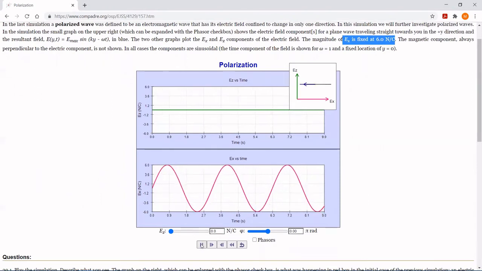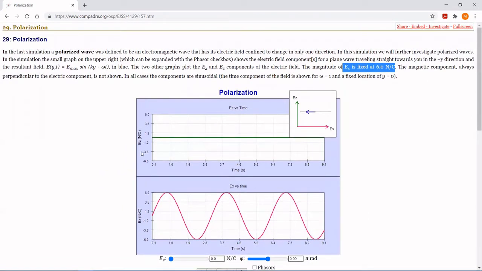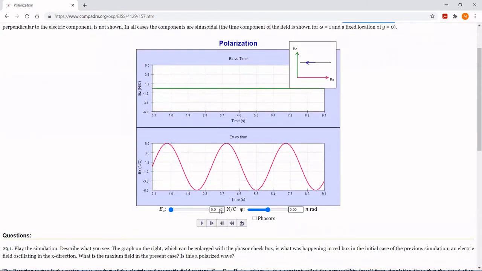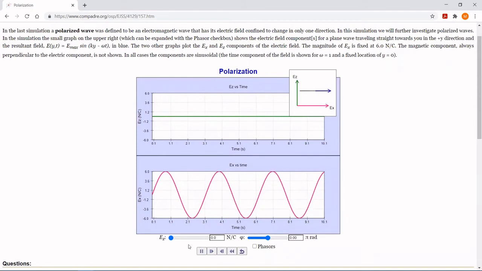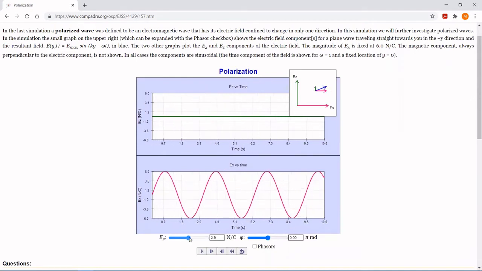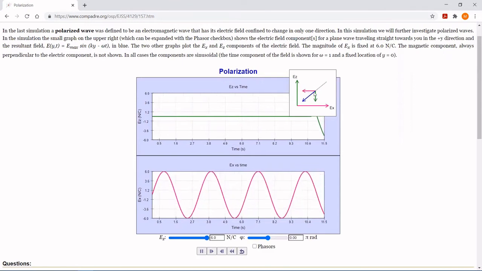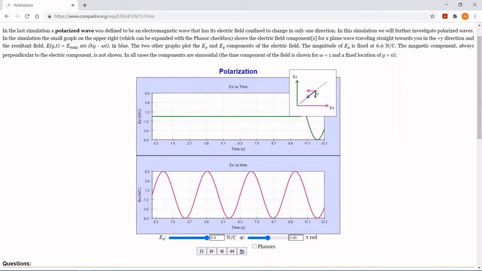So let me pause now and give the z component of the field a value equal to the x component so that they will both be 6 newtons per coulomb. Oh, it didn't actually make the change. Let me drag the slider until I've got this up at 6. Aha! Look at the total field now.